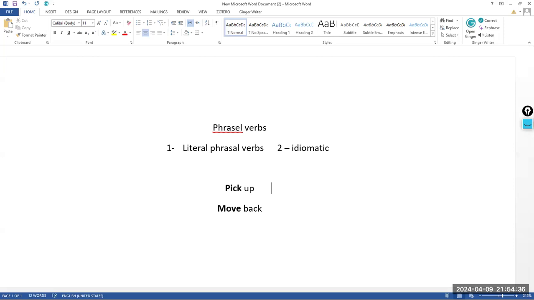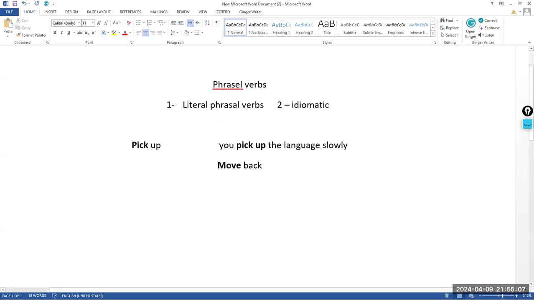For example, let me give you an example. If I want to say you pick up the language slowly, what does that mean? You are not picking the language up, you are learning the language slowly. So the meaning of picking up here is not to pick something up. This is idiomatic.